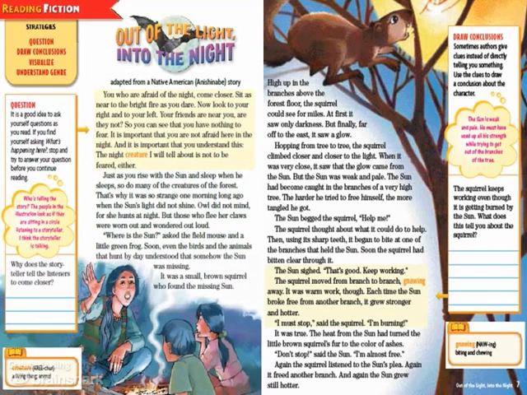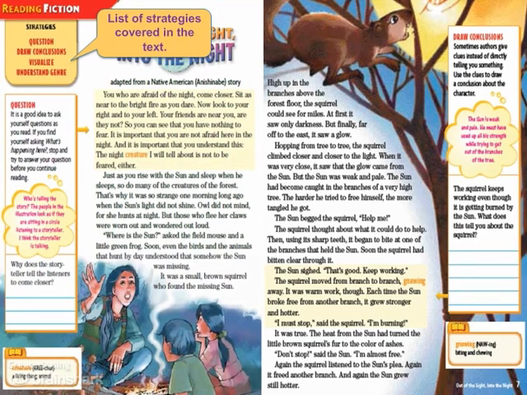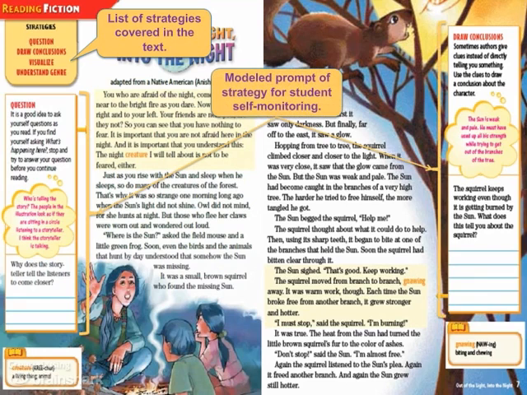Now we're looking at the first fiction text. In the top left, it will list the strategies that are covered in the text and provide an example of each of these strategies throughout the text. Sections around the text give the student a model of how to correctly apply the strategy and will also help them to self-monitor as they read.